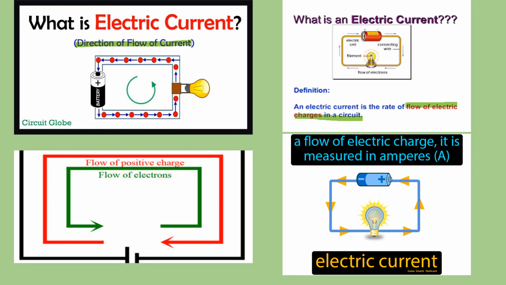And how is it measured? It is always measured in amperes, that is capital A, and it is measured by an ammeter, which is always connected in series with the circuit. So here this picture is very important, the bottom of the left side. Now for example, this is the circuit, and I'm sure you all know that this is a positive terminal and this is a negative terminal.